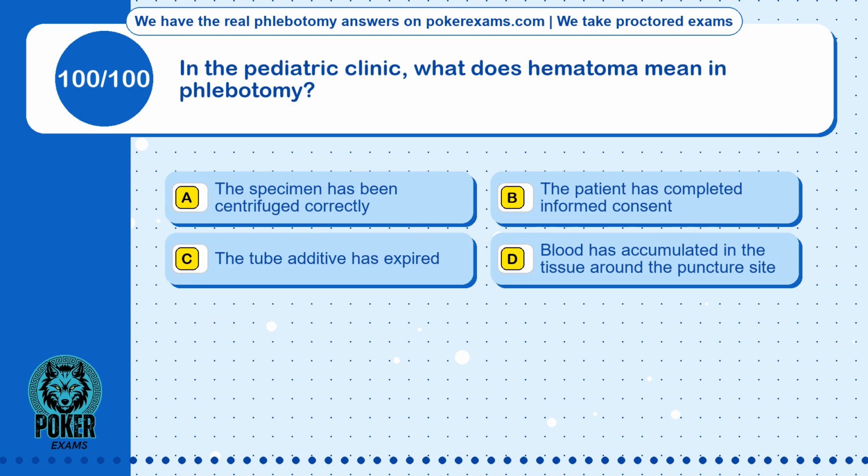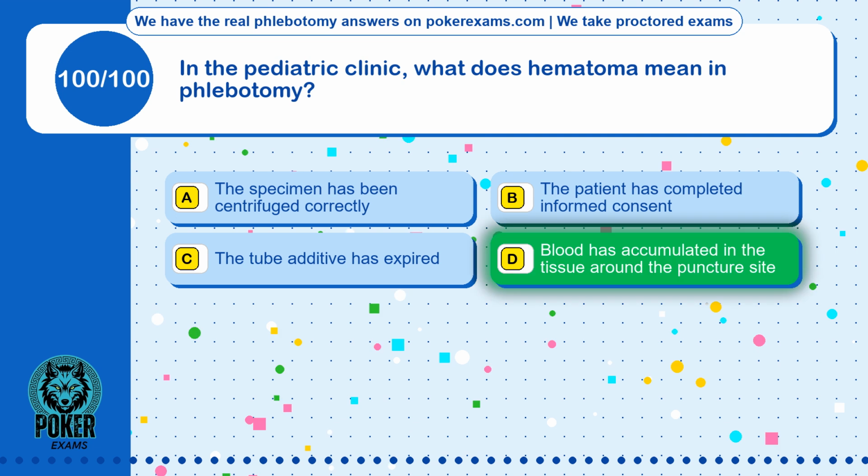Question 100. In the pediatric clinic, what does hematoma mean in phlebotomy? Option A. The specimen has been centrifuged correctly. Option B. The patient has completed informed consent. Option C. The tube additive has expired. Option D. Blood has accumulated in the tissue around the puncture site.